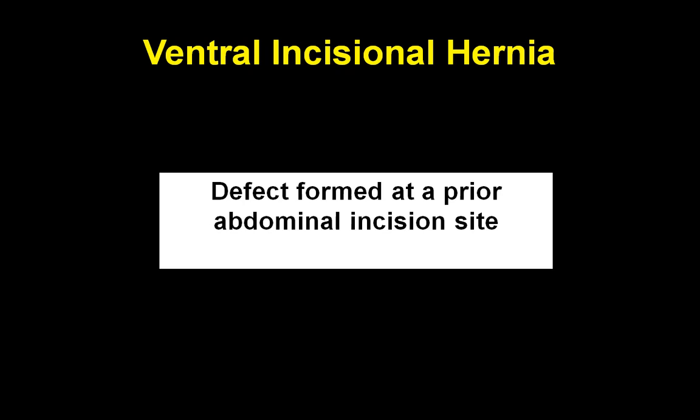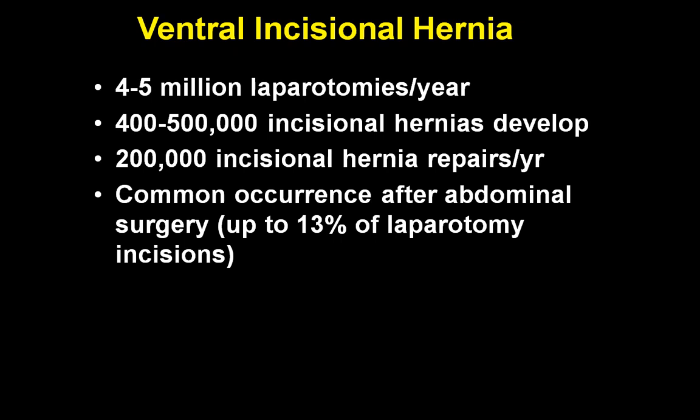Now, what is the definition of a ventral incisional hernia? Basically, it's a defect formed at a prior abdominal incision site. It may be a laparotomy, it may be a Pfannenstiel incision, or any incision over the abdominal wall. So basically, there's a dehiscence of the abdominal wound, giving rise to a defect through which there's a protrusion of the abdominal contents. So basically, it's nothing but a defect formed at a prior abdominal incision site.